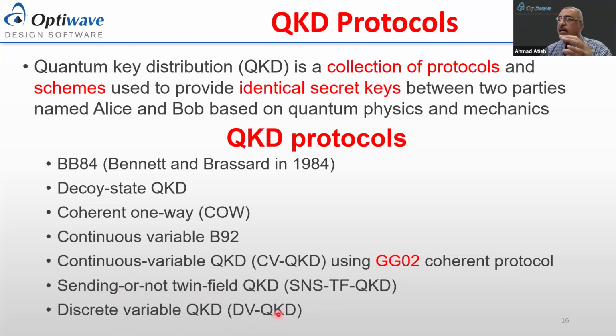So mainly these algorithms are divided into either discrete variable or continuous variable. In discrete variable you send a single photon, in continuous variable you send a stream of photons. And typically in communication, people prefer to use continuous if possible, because this is easier to implement.